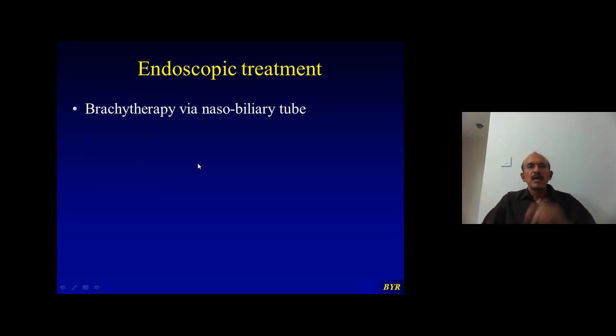That means you do ERCP and you introduce radioactive tantalum wires into the tumor directly and leave them there. These radioactive wires are introduced into the tumor tissue. So they give radiation at the place of the tumor and the tumor gradually necroses. This is called brachytherapy. Brachytherapy is also called interstitial therapy.